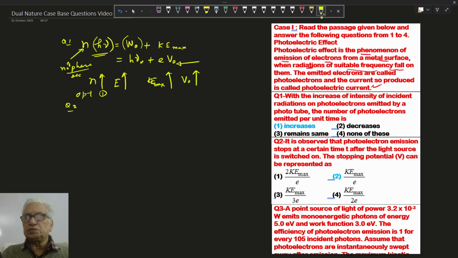Now question 2. It is observed that the photoelectric emission stops after time t. It means here just kinetic energy is equal to e V naught. So stopping voltage will be kinetic energy of the photoelectrons divided by e. So option 2 is correct.